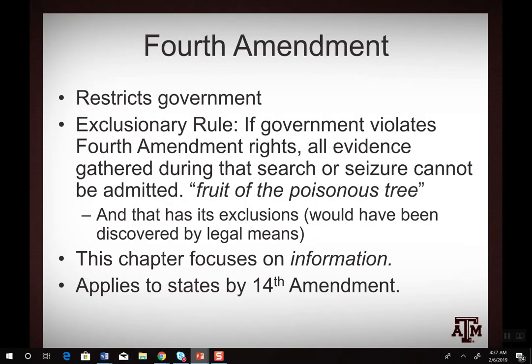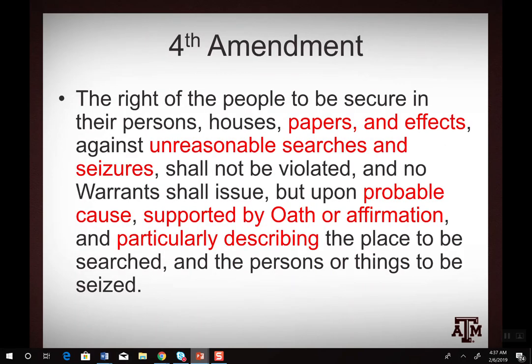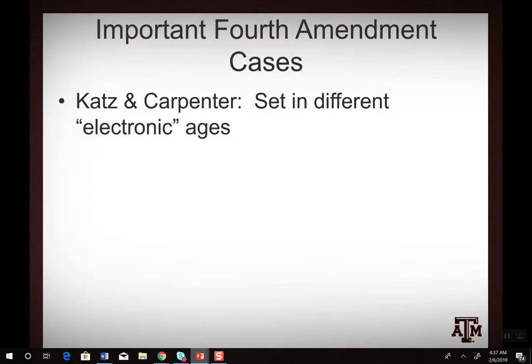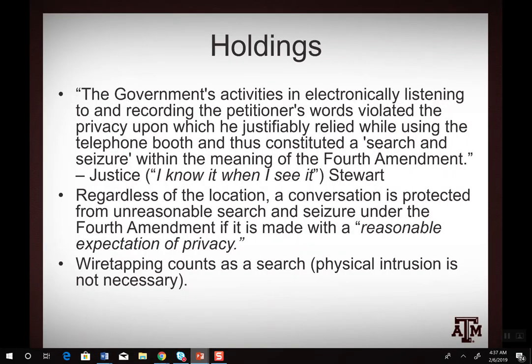Well, let's go back up here. I don't see anywhere the words expectation of privacy. But now this has been inferred by the Supreme Court of the United States. Okay, so Justice Potter Stewart, I put it there, I know it when I see it. Justice Stewart is very famous for ruling on a pornography case once, and in legal reasoning he said, I can't define it, but I know it when I see it.